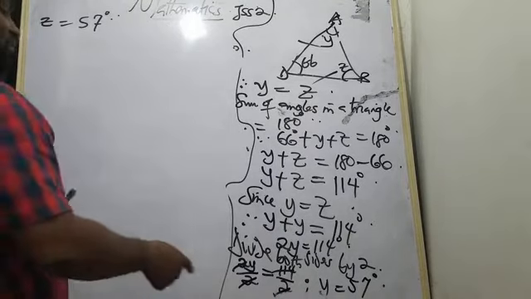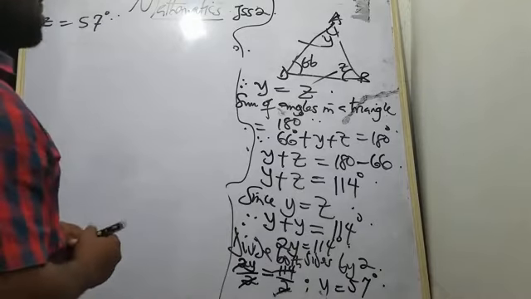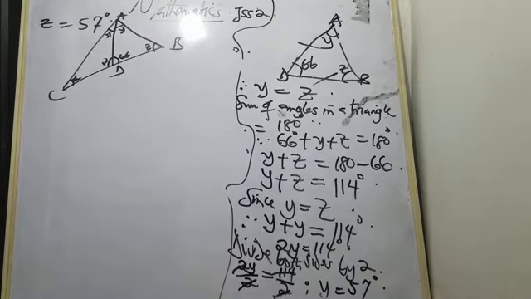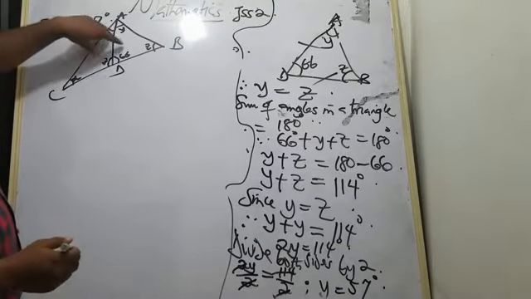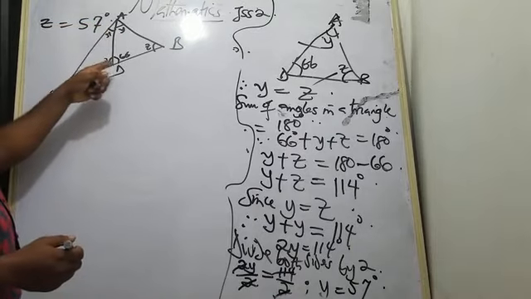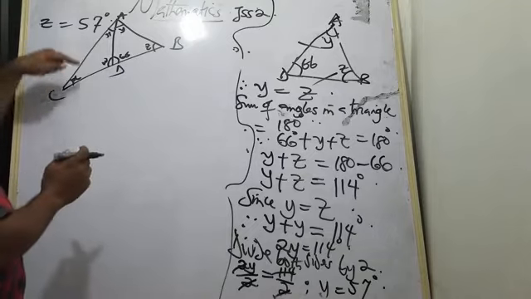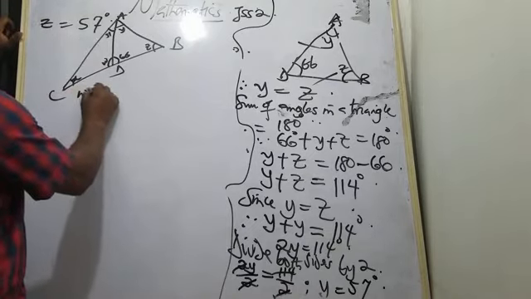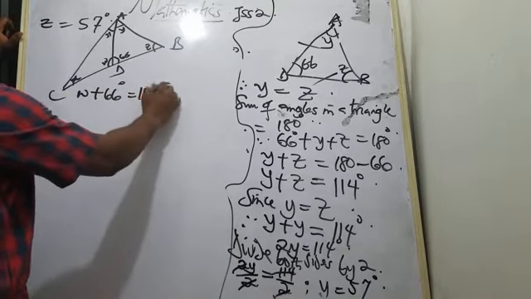So y equals 57 degrees and z equals 57 degrees. Now it is easier to get w, because this and this you bring it out and go on a straight line. Yes or no? So you have w plus 66 degrees equals 180 degrees.